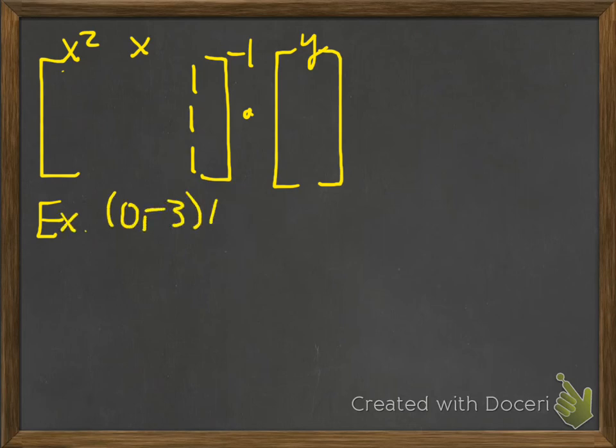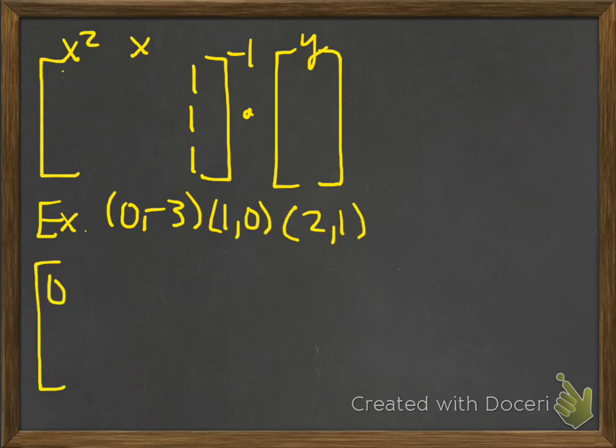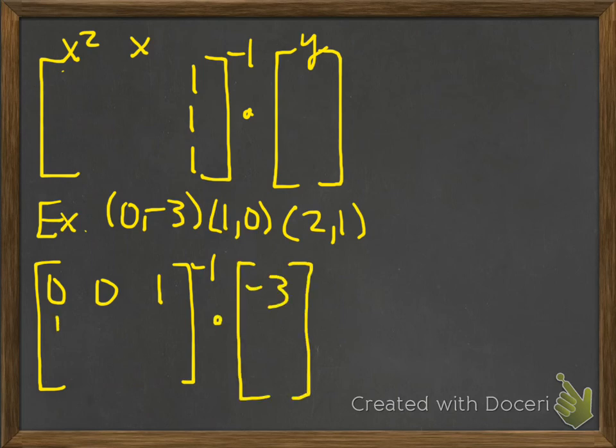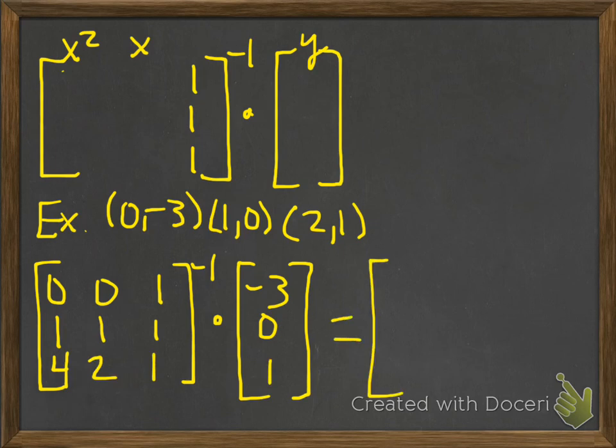So you can see here the points 0, negative 3, 1, 0, 2, 1. And notice how I'm writing this. 0 squared is 0. 0 is 0. And then there's a 1. 1 squared is 1. 1 is 1. 2 squared is 4. 2 is 2. So this first column is 0, 1, 4. Those are all the x's that were squared. The second column is just 0, 1, and 2. That's just the x's. And then the third column will always be 1.